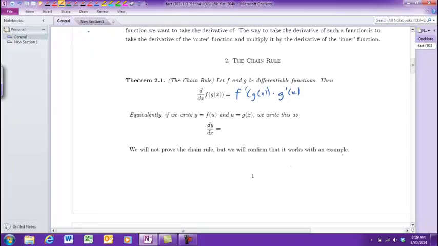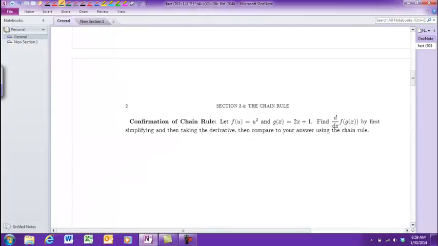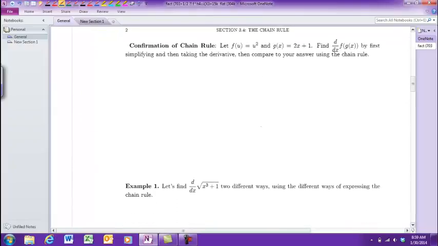And there's also a way of writing this using Leibniz notation, which is that dy over dx is equal to dy over du times du over dx. And I will show both ways. Generally, people sort of think of the calculation in this form. It turns out this is a nice form for other calculations in the future as well, so it's good to know both ways. And we're not going to prove the chain rule, but we're going to show that it works with an example.